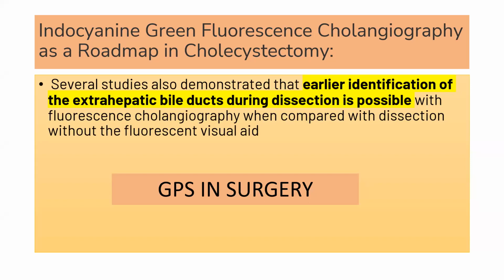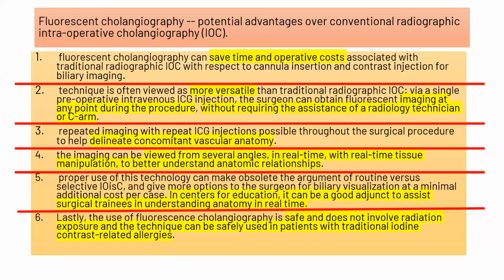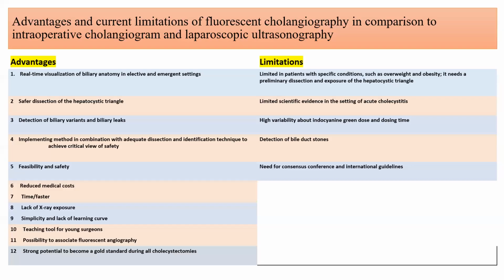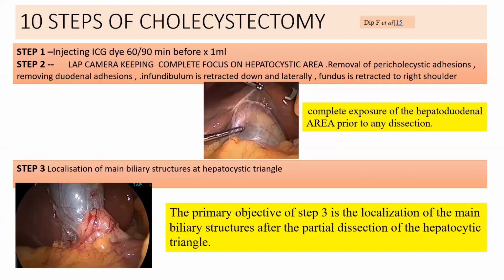in gallbladder surgery, we have not discussed anything about the gallbladder till now, but it is a GPS in surgery for gallbladder surgery also. So we will see how that is effective. Between fluorescent cholangiography and conventional radiological cholangiography, there is a vast difference, as shown by this particular slide. There are many advantages. There is no radiation. It is less time consuming and less costly as compared to the conventional intraoperative cholangiography.